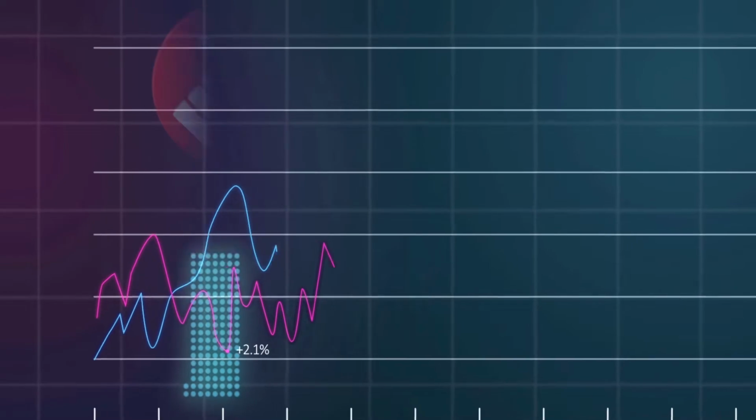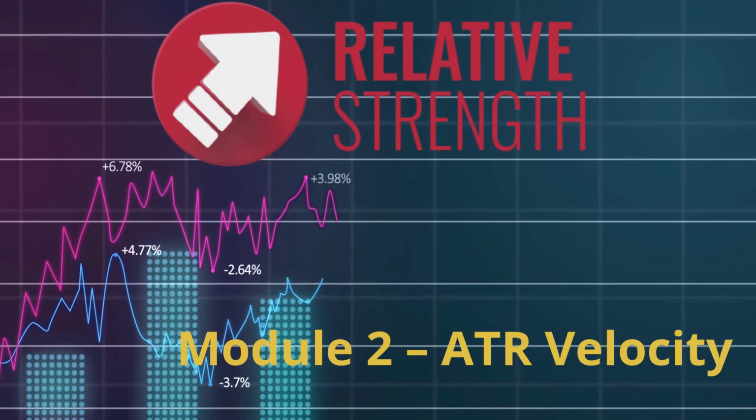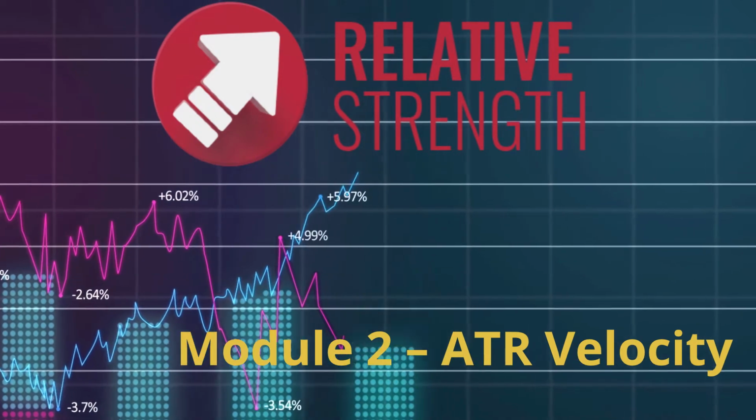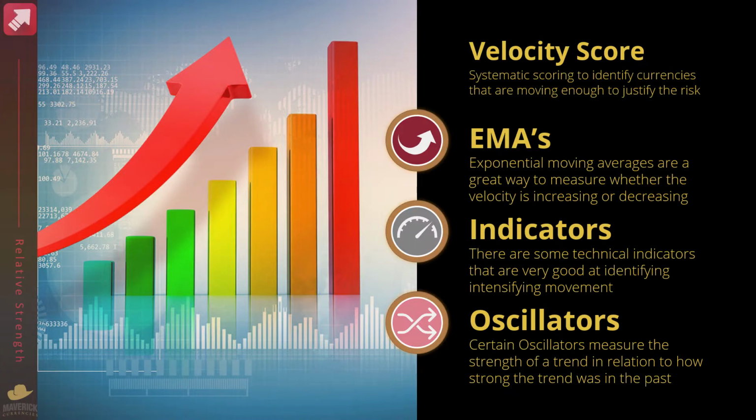We are starting up here into relative strength. We're going to be taking a look at our velocity score, and we're going to be looking at a possible input to use, which is ATR. All right, so let's jump into what ATR is and why we're going to use it.